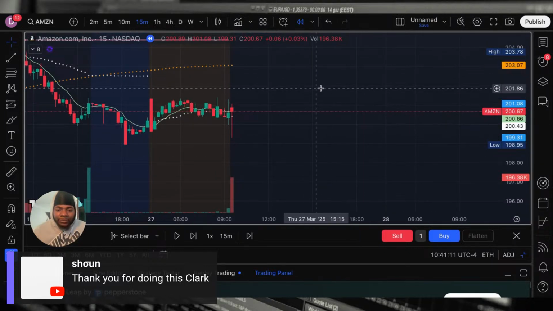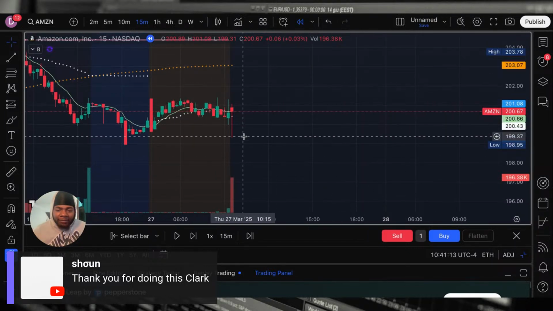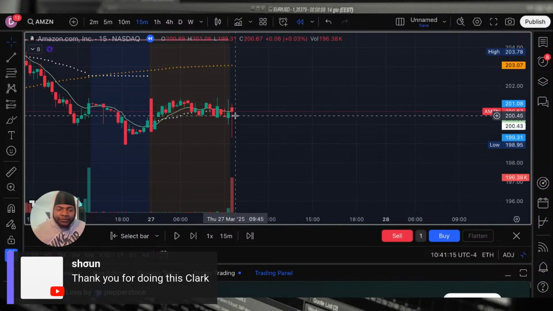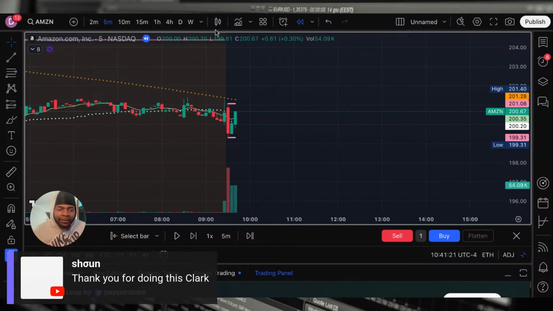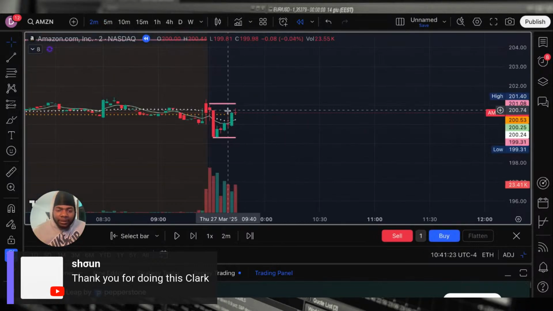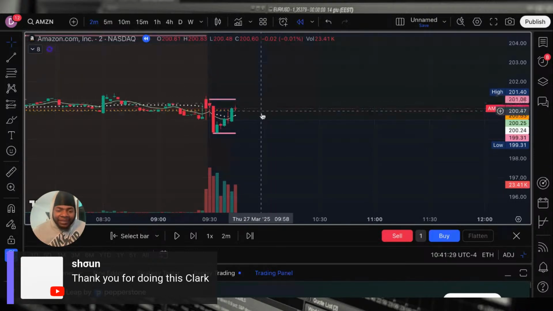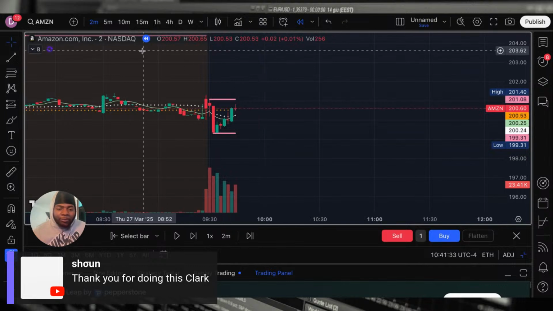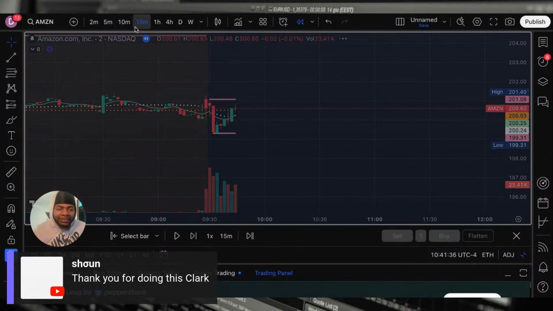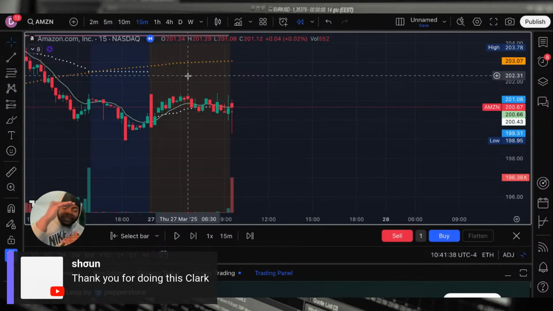But this is what I want to show you guys. This top and bottom of a 15-minute candle. This is the first 15-minute candle that opened. Now, if you was on the 5-minute chart, you're gonna have 3 candles. On the 2-minute chart, you're gonna have about 5, 6 candles. But we're still using the top and the bottom of the ORB. You see what I'm saying? So the open range breakout is nothing but the top and the bottom of a 15-minute candle.